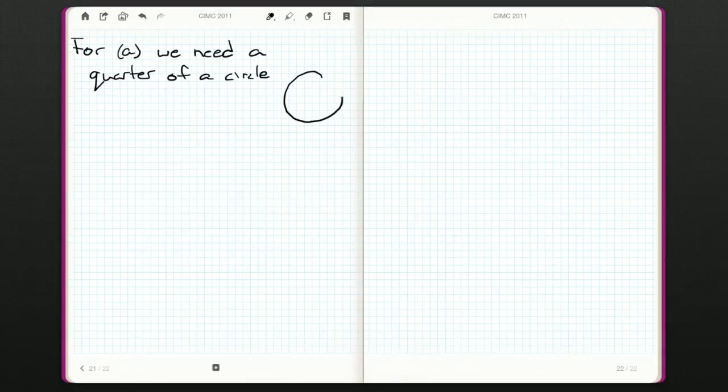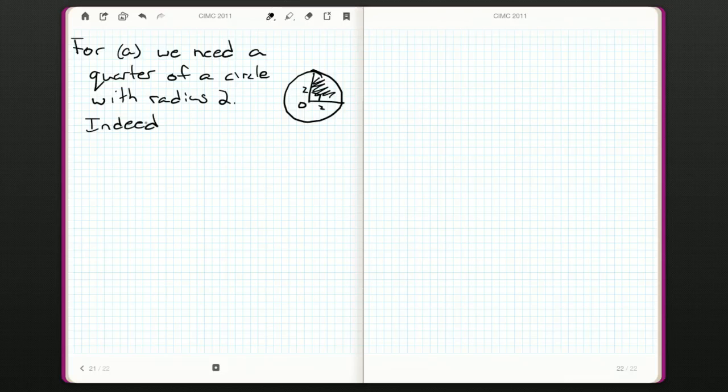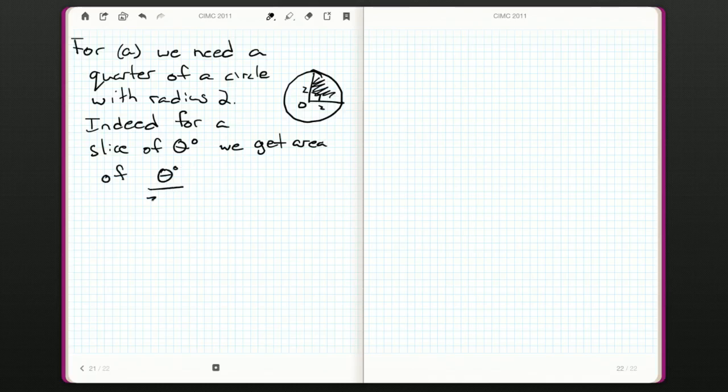Let's just draw a little picture of the circle to remind ourselves, that way we don't have to keep going back. So there's a formula for this kind of area. If you want a section, or sort of a pie slice of a circle, and you're given the angle of the pie slice, so in our case it would be 90 degrees, there's a formula. And that area is theta degrees over the full 360 degrees times pi r squared.